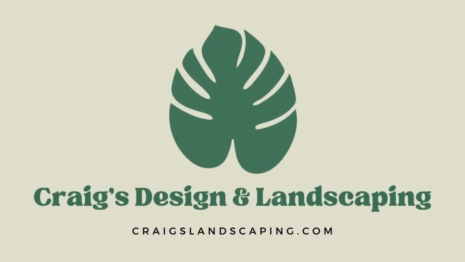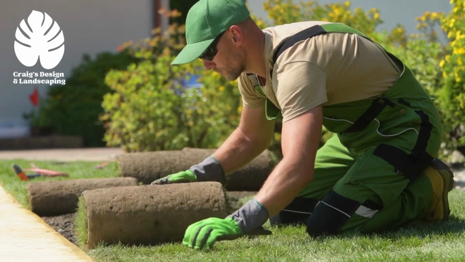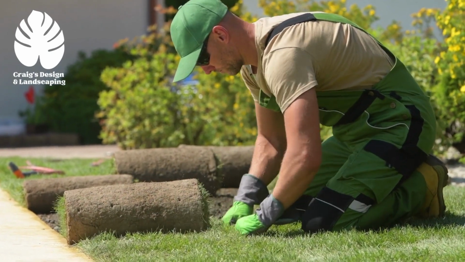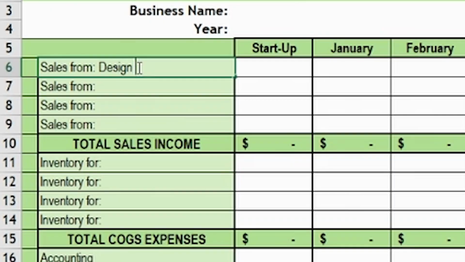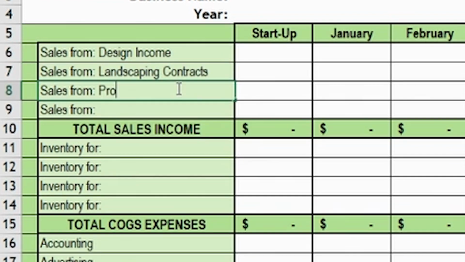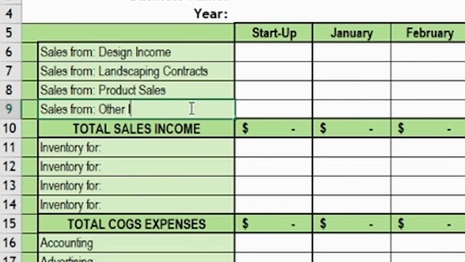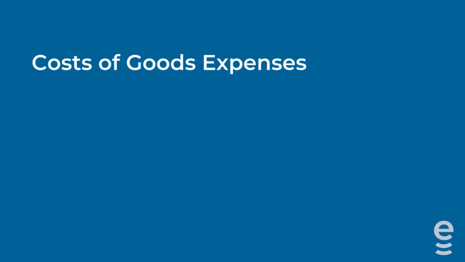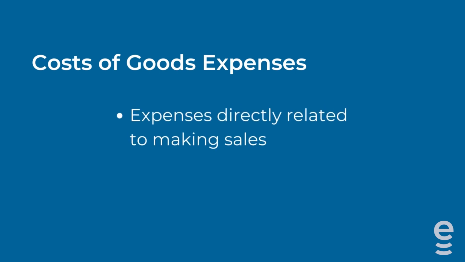Let's say I have a landscaping business called Craig's Design and Landscaping. For revenues, I'd type in design income, landscaping contracts, product sales, and other income as my categories. After that, list the types of cost of goods expenses you have. These are expenses directly related to making sales.